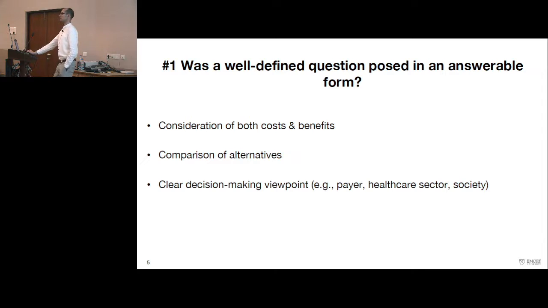So the first one is, if you're reading a study, was a well-defined question posed in an answerable form? Like if the research question is unclear, then you don't really know what the researchers are doing, right? So both comparisons should be described, all alternatives should be described and justified why these were included. Clear decision-making viewpoint, that's the perspective. I already mentioned that.